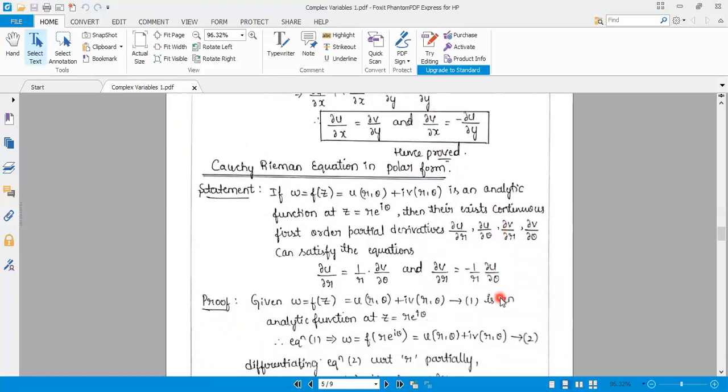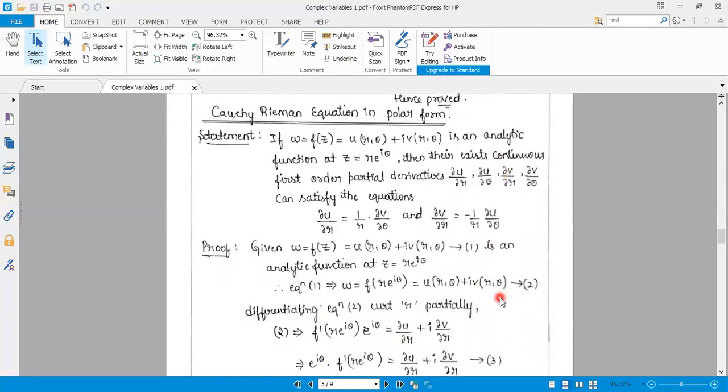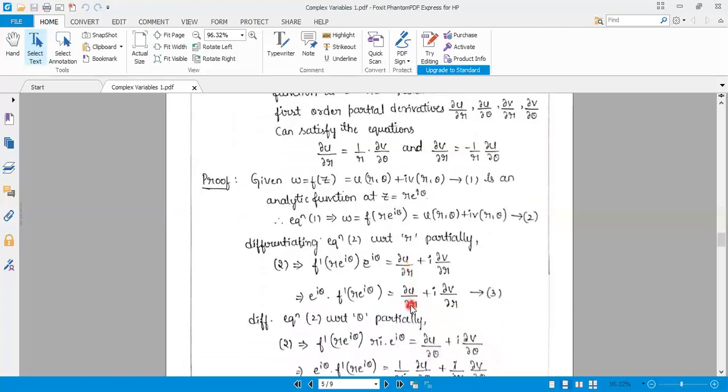Now similarly, let us discuss what the CR equations are in the polar form. If f of z is an analytic function, then there exist continuous first order partial derivatives with respect to r and with respect to theta, which satisfy the equations dou u by dou r equals 1 by r into dou v by dou theta, and dou v by dou r equals minus 1 by r dou u by dou theta, which is nothing but CR equations in the polar form. Now let us prove this.